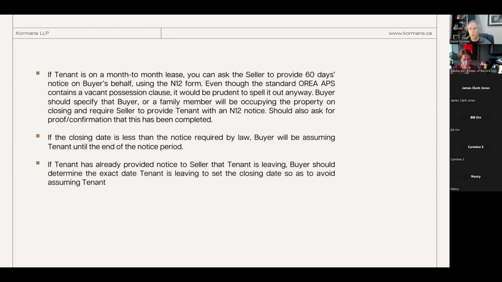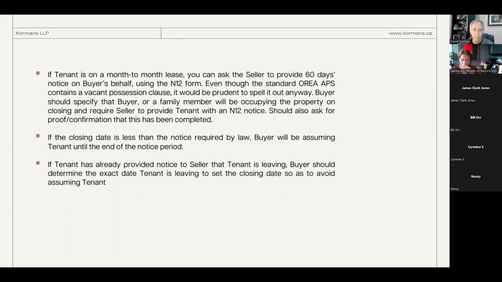And then you want to get evidence that, in fact, the seller provided that N12 notice. So you'd want a copy of it, and you want some evidence that it was in fact provided. Because now we're trying to get the tenant out, and we're trying to get them out in time to close, because the buyer needs it for their own bona fide legitimate purposes.